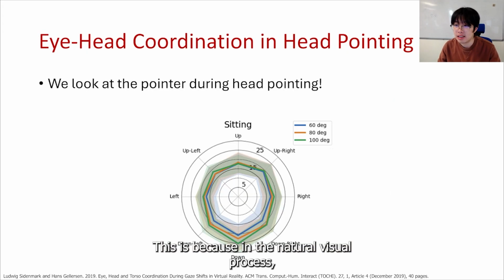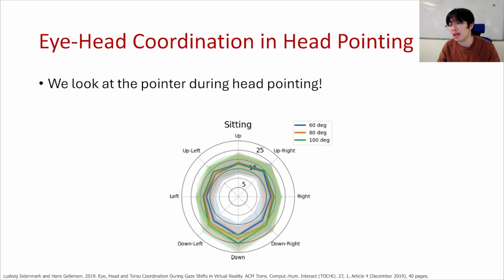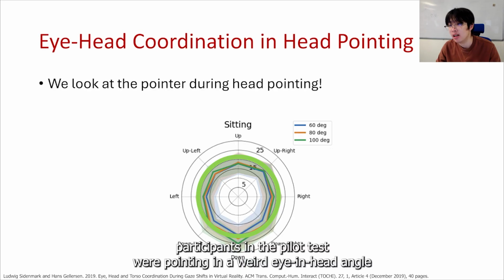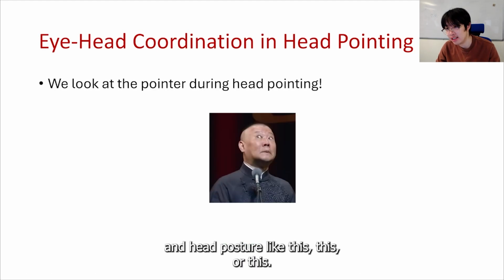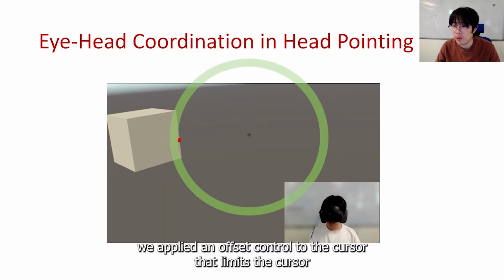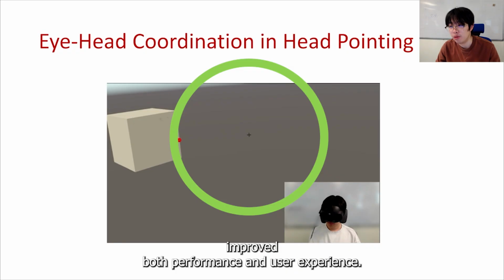This is because in the natural visual process, eyes would not normally deviate from the head vector by more than 15 to 20 degrees. If this range is exceeded, it will be uncomfortable, and we also observed participants in the pilot test pointing with a weird eye-head angle and head postures like this, or this. In HeadShift, we applied an offset control to the cursor that limits it to a comfortable viewing range, and we found this improved both performance and user experience.